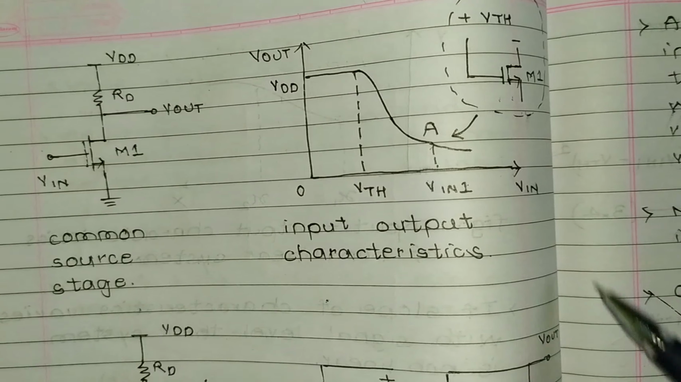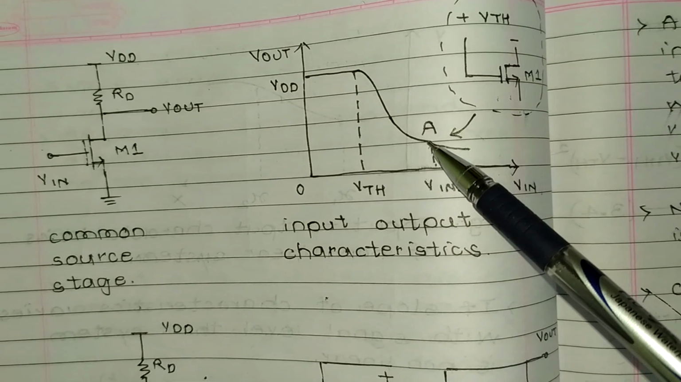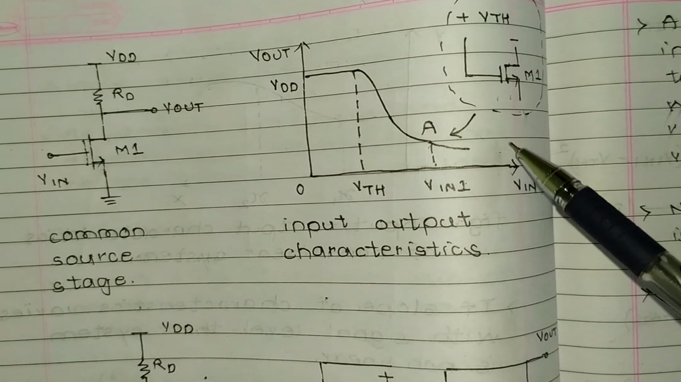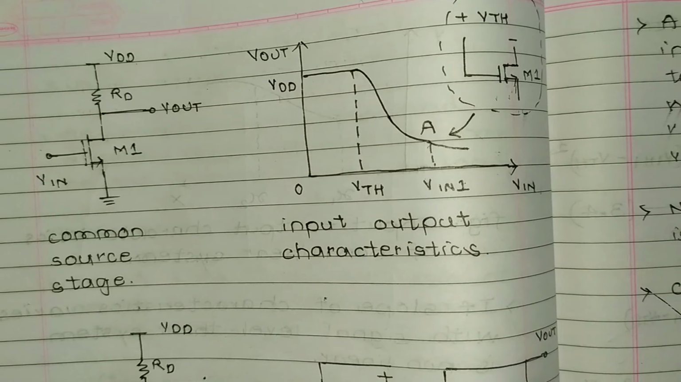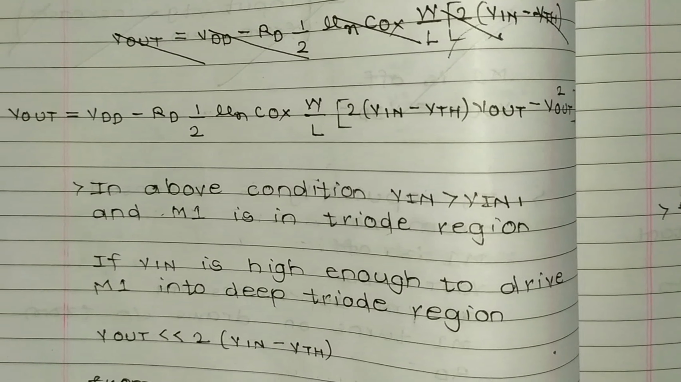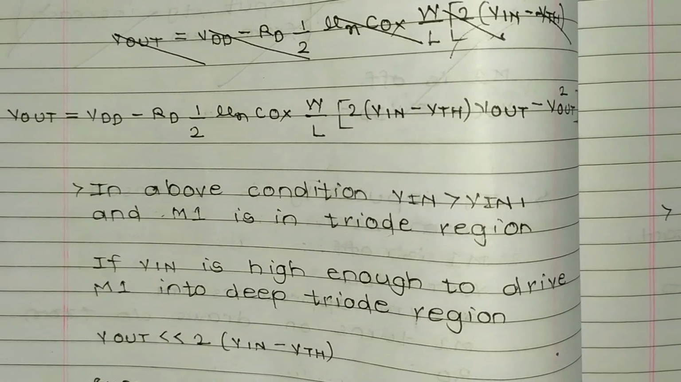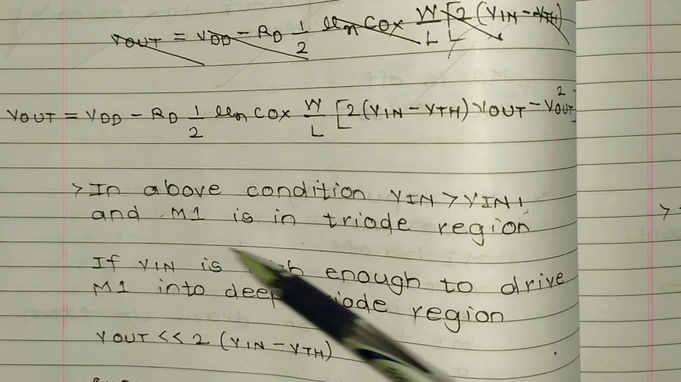Now with further increase in Vin, after Vin1, after this point A, the transistor M1 is entering into the triode region. This was the equation for the triode region. In the above condition, Vin is greater than Vin1 and M1 is in the triode region.